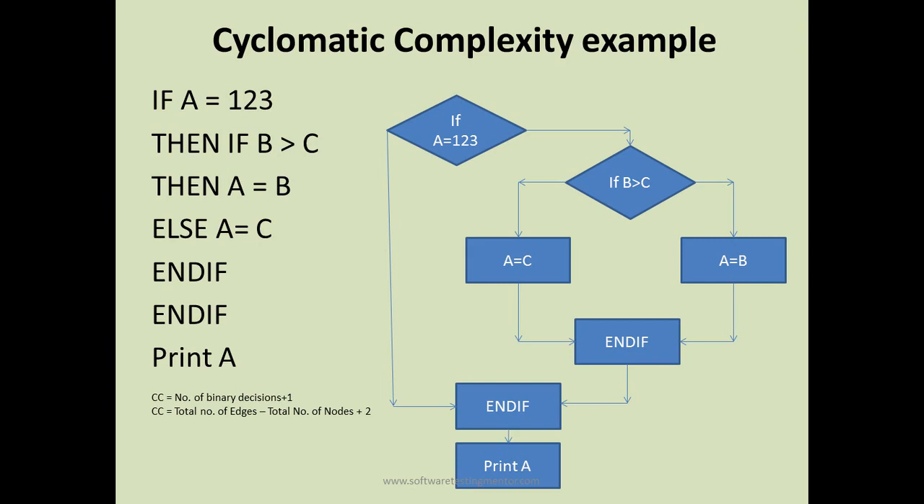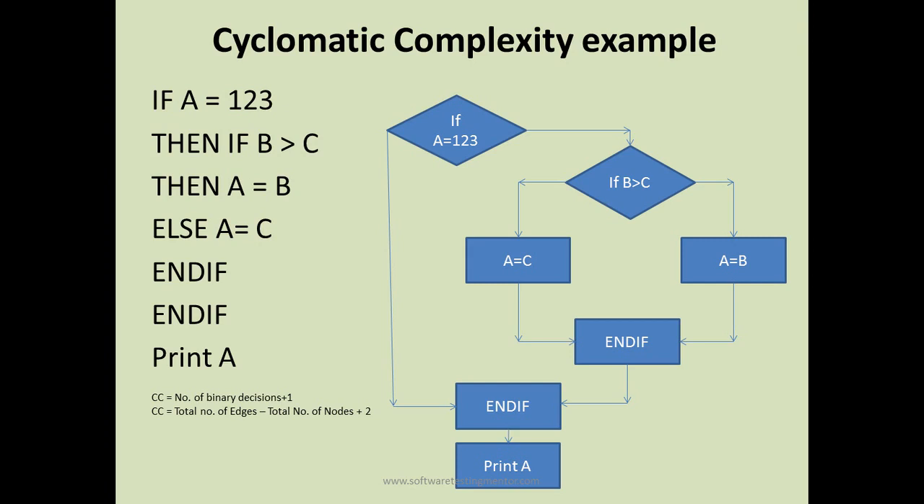So with the first way, the simplest way to calculate cyclomatic complexity is to count the number of decision statements. In this code at the top, there are two if statements. The first, if A is equal to 1 to 3, then if B greater than C. These are the only two decision statements in this code. So with the first formula, number of binary decisions plus 1, the cyclomatic complexity comes to 2 plus 1, which is 3.